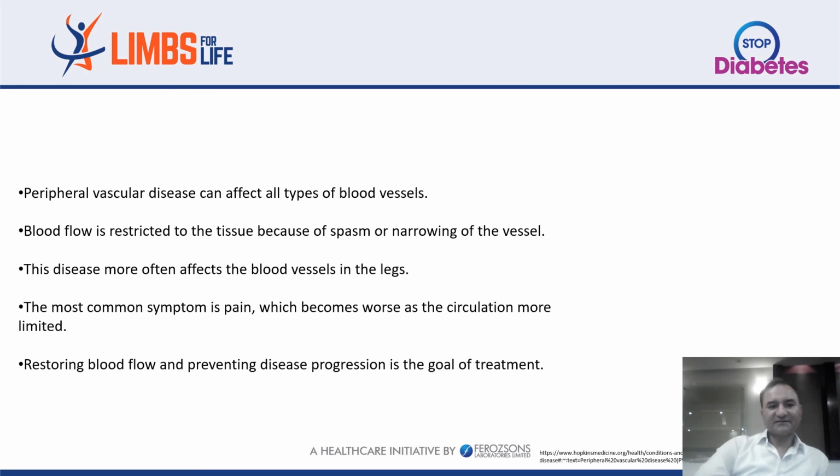So peripheral vascular disease can affect all types of blood vessels. Blood flow is restricted to the tissue because of spasm or narrowing of the vessel. This disease more often affects the blood vessels in the legs. The most common symptom is pain, which becomes worse as the circulation is more limited. Restoring blood flow and preventing disease progression is the goal of the treatment.